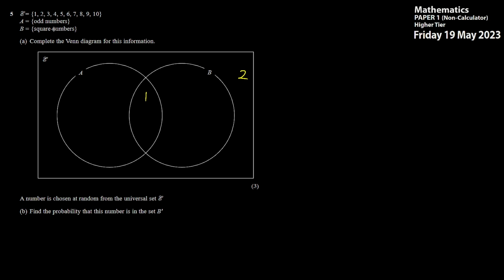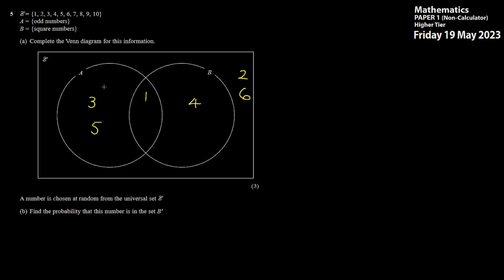3 is odd, so it is in A, but it is not a square number, so it sits here. 4 is not odd, so it's not in A, but it is a square number. 2 times 2 is 4, so 4 will sit here. 5 is odd, but not a square, so it sits here. 6 is even, and it's also not a square, so that's excluded from both of the regions.